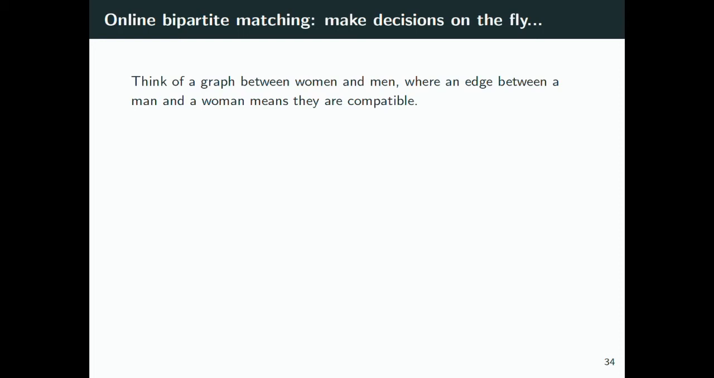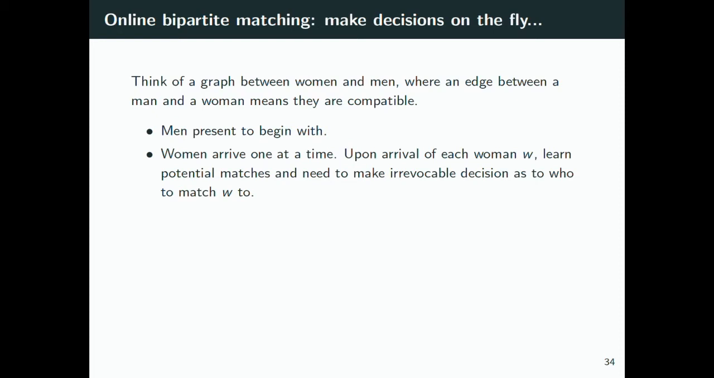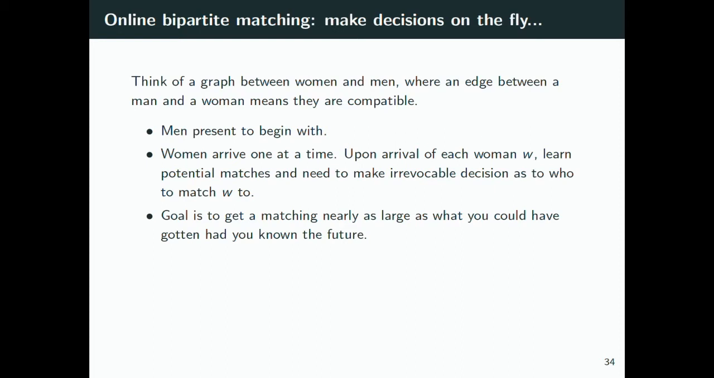Let's just for concreteness think of a graph between women and men, where an edge means that the man and woman are compatible. I'm going to define a particular online problem. The men are all there to begin with, and the women show up one at a time. When a woman shows up, you learn who she's compatible with, and you need to make an irrevocable decision as to who to match her to. The goal is to get a matching nearly as large as what you would have gotten had you known the entire graph ahead of time. So you're making decisions as you go without knowing the whole graph.